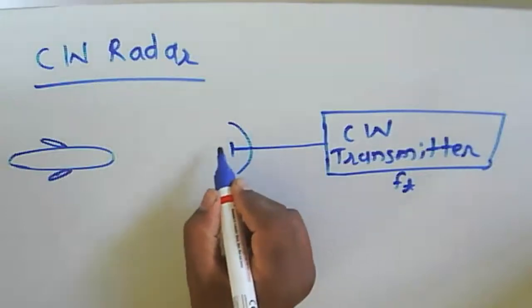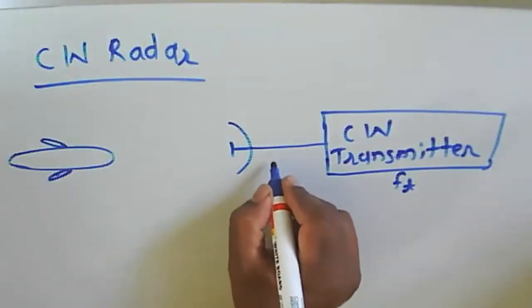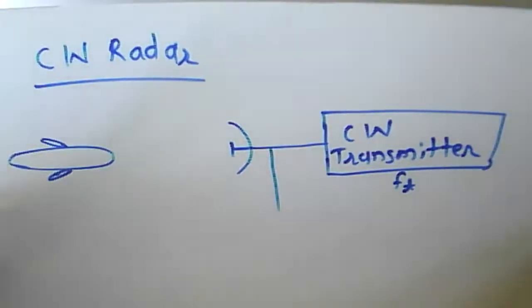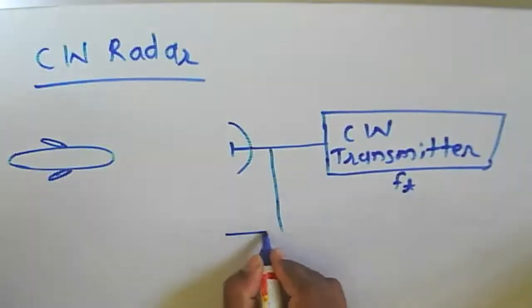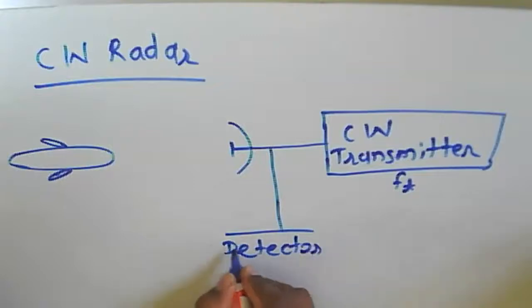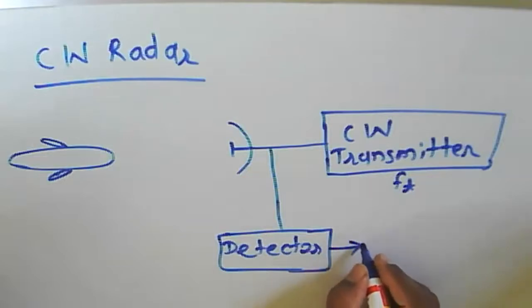Because the same antenna is used as the transmitter as well as the receiver, we write it that way. So what will be the components of the echo signal at the receiver? At the receiver, we have a detector and we have a Doppler filter.